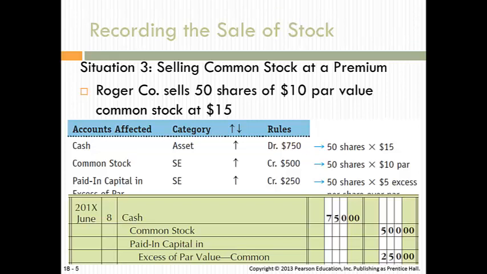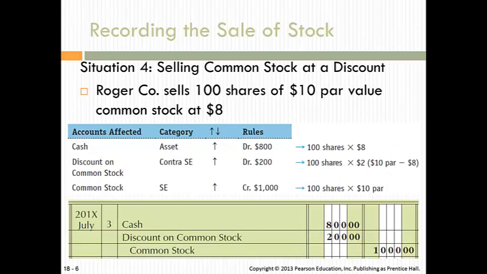Next, we credit the common stock account, but only for the par value, not any of the premium. To find the par value, we multiply the number of shares sold by the par value, so that's 50 times 10, which is $500. The rest, $250, the premium, is credited to the account paid in capital in excess of par value.